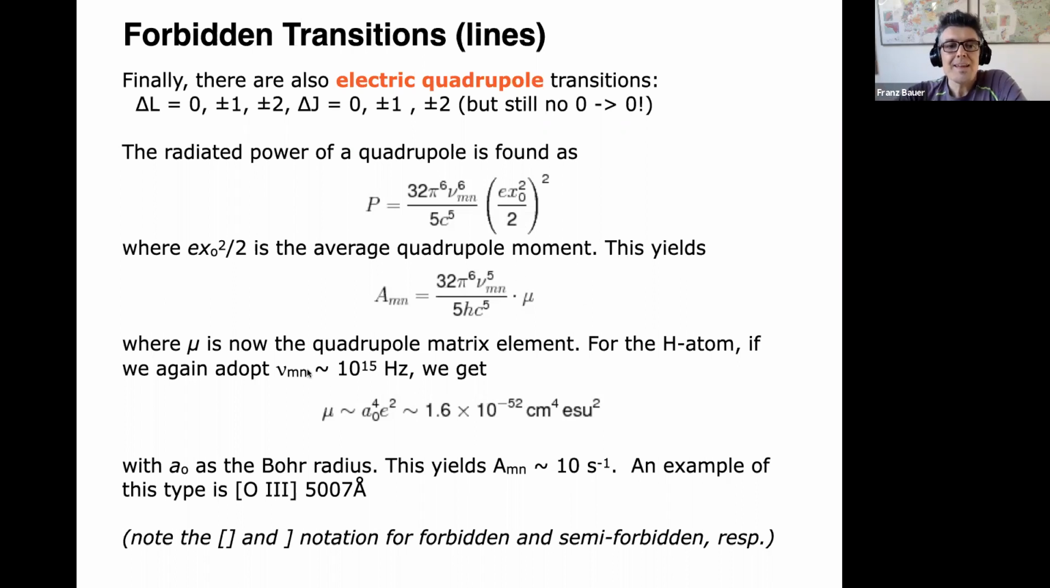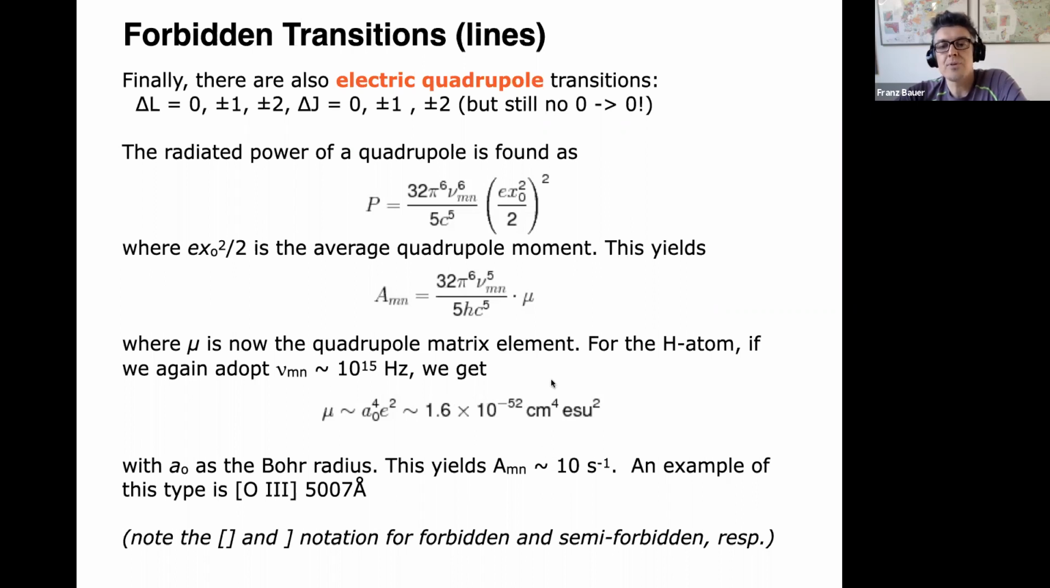And so in this case, for instance, you might have the hydrogen atom, and in the hydrogen atom, if we adopt a frequency of 10 to the 15 or so, then the quadrupole moment for hydrogen would be of the order of this. So it would be about 2 times 10 to the minus 52 in these units. And so this would suggest a spontaneous emission coefficient that's of the order of 10 seconds or so.